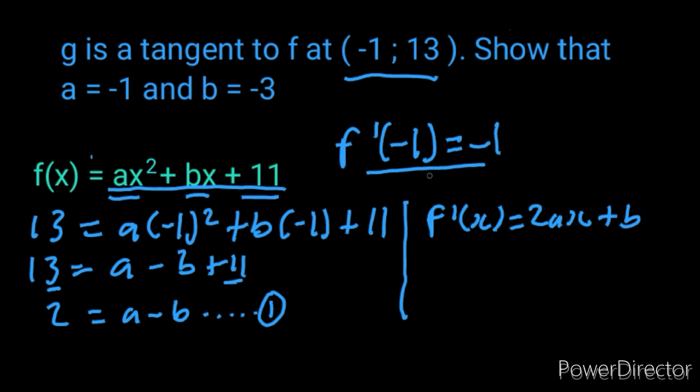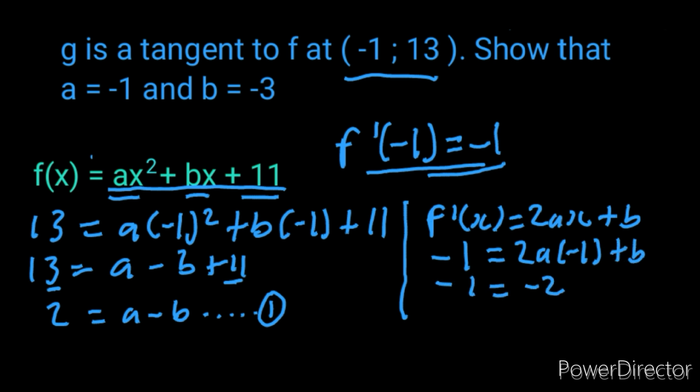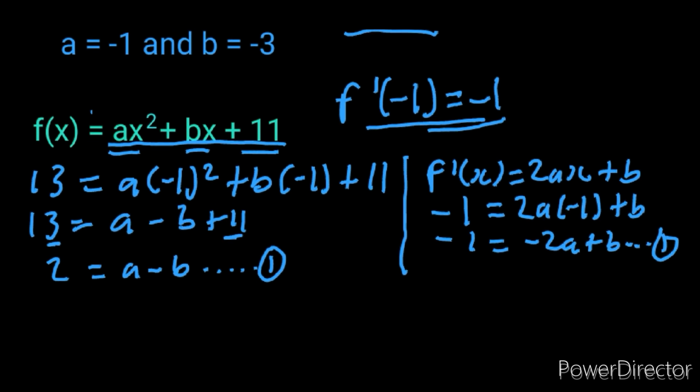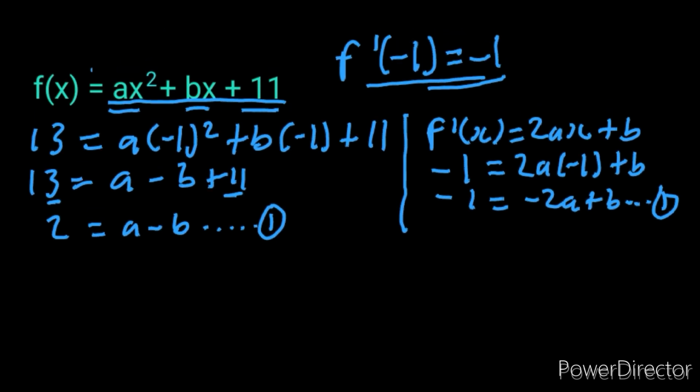So let's substitute. We're given that the answer is -1, and the x value is -1. So it's going to be 2a into -1 plus b. So then we're going to have -1 is equal to -2a plus b. So I've created my second equation. So now I'm going to use the substitution method. So I'm going to create my third equation by manipulating the first equation.